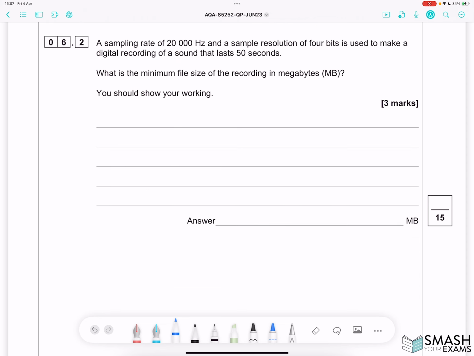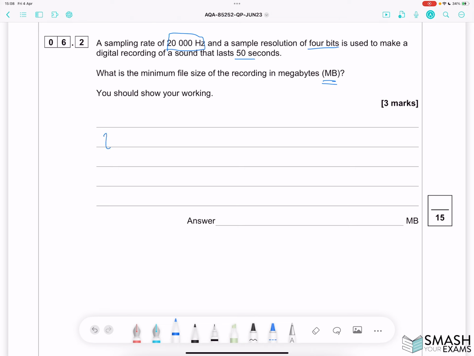Okay, question 6.2 asks us to work out the size of a sound. So we've got a sampling rate of 20,000 hertz. That number is going to be really important to us. And we've got a sample resolution of 4 bits. And we've got it that it lasts 50 seconds. So it's given us our numbers that are going to be really important to us here. Based on that, we've got to work out what the minimum file size would be in megabytes, so the unit of measure is really important as well.